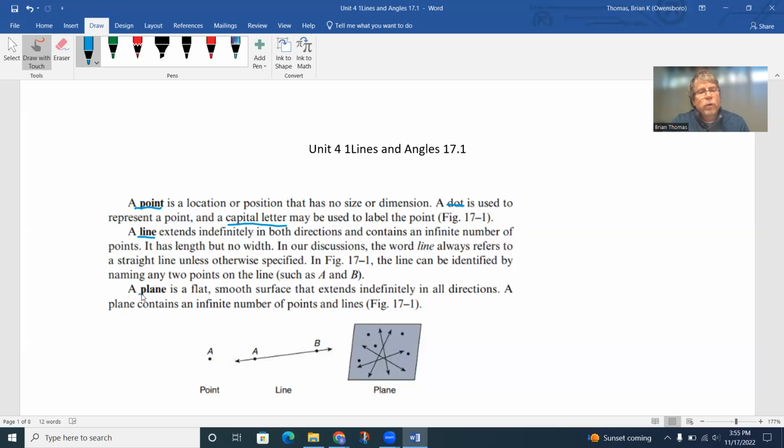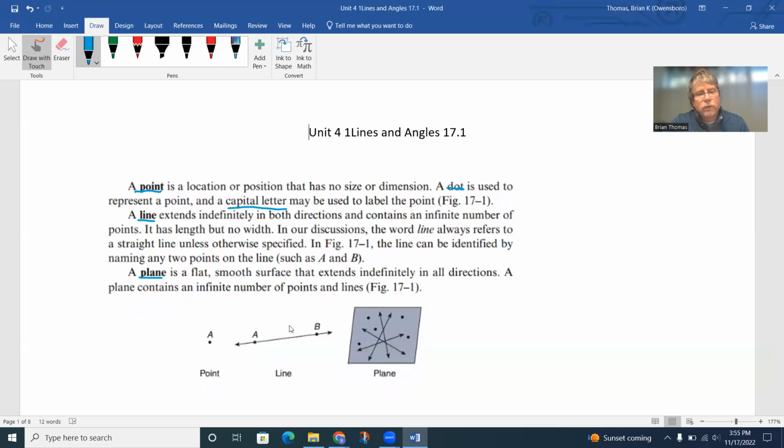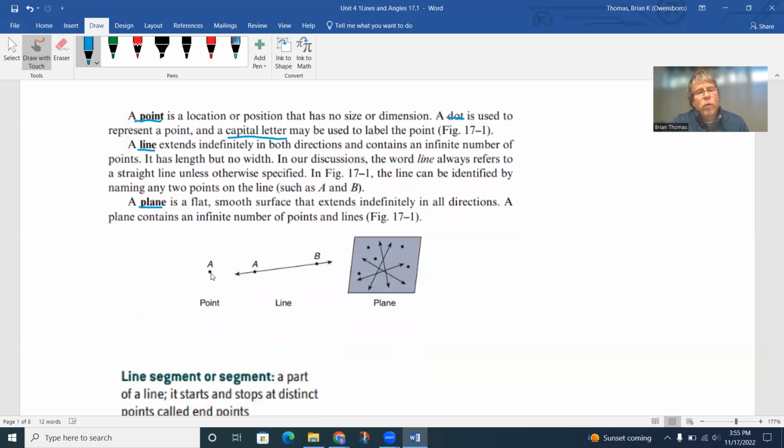Another vocabulary word is plane. A plane is a flat, smooth surface that extends indefinitely in all directions. A plane contains an infinite number of points and lines. So these would be some images here. A point is just a dot and we can label this like point A. We have this line. Since it passes through these 2 points, we'd call that line AB. And then we have this plane.